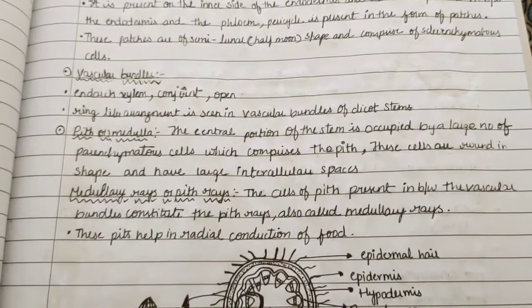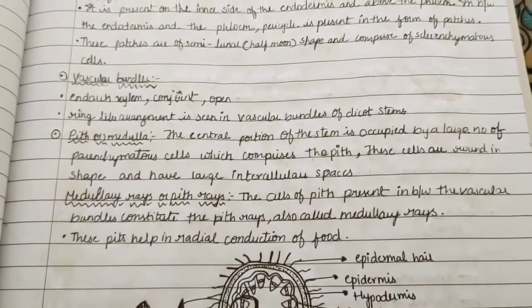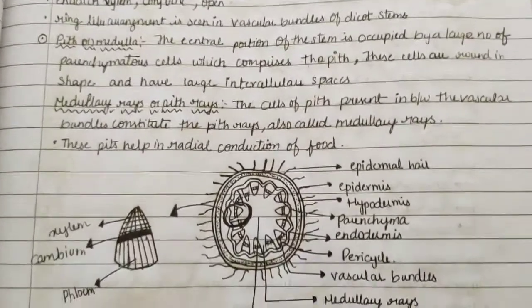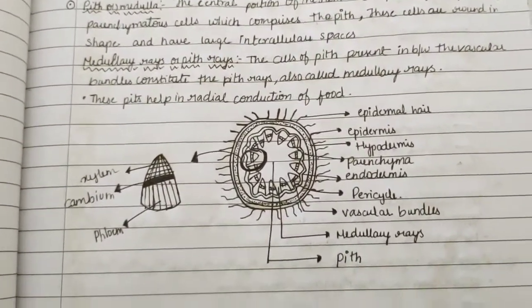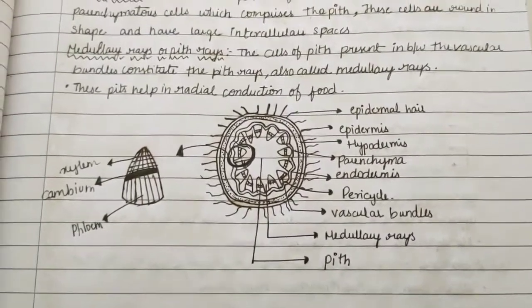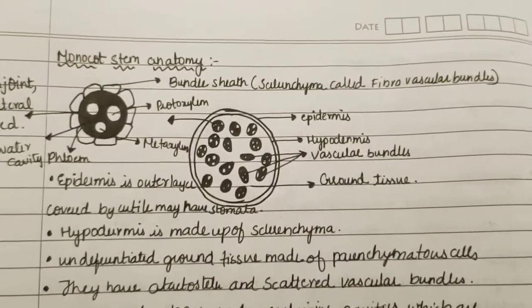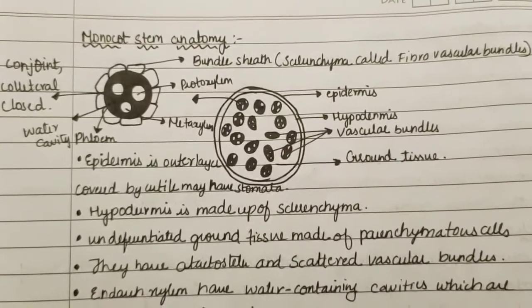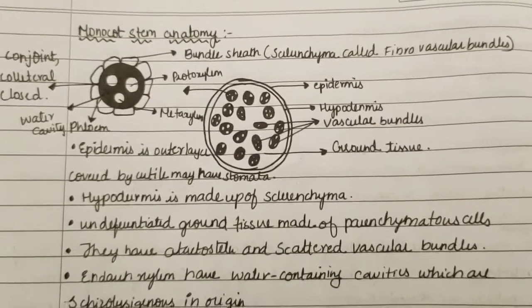Then medullary rays or pith rays. The cells of pith present in between the vascular bundles constitute the pith rays, also called medullary rays. These pith rays help in radial conduction of food. Here is the structure of dicot stem.